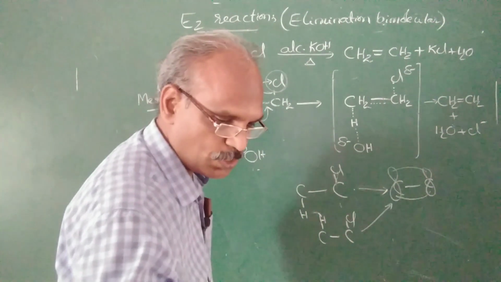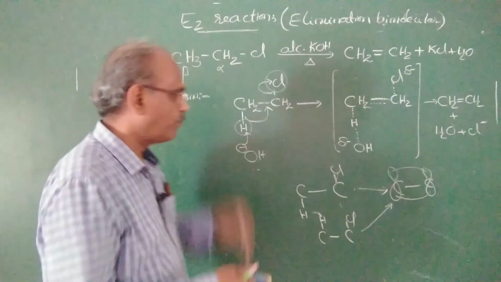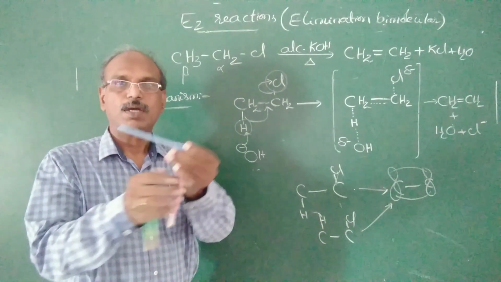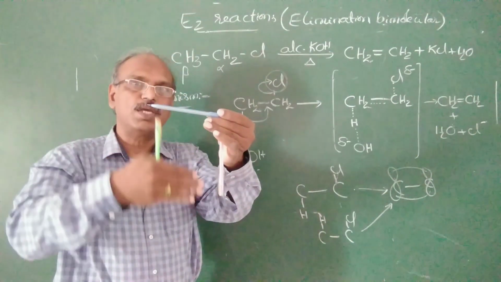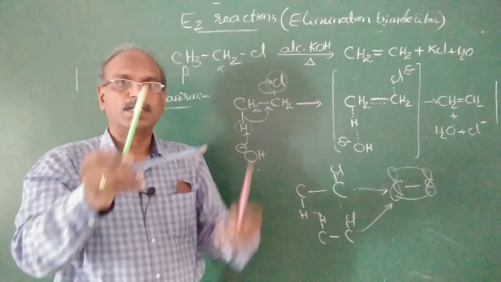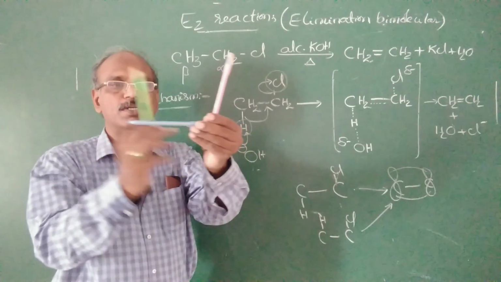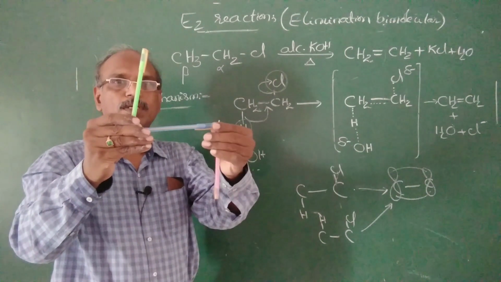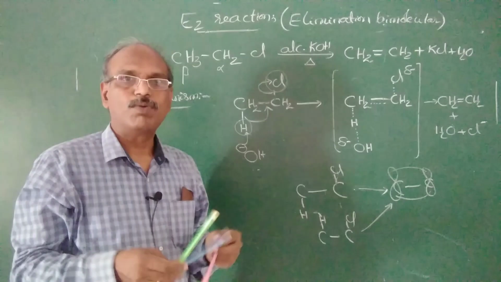But see this, if you look at this one, once again, this is anti-elimination. But you see these are all in the same plane, whether in anti-elimination or in syn elimination. The leaving groups and these carbons are in the same plane in both cases. If they are in different planes, what's the problem?